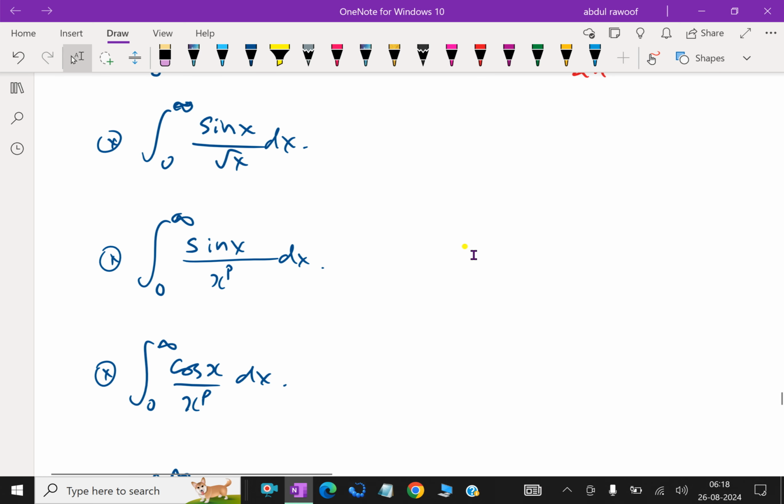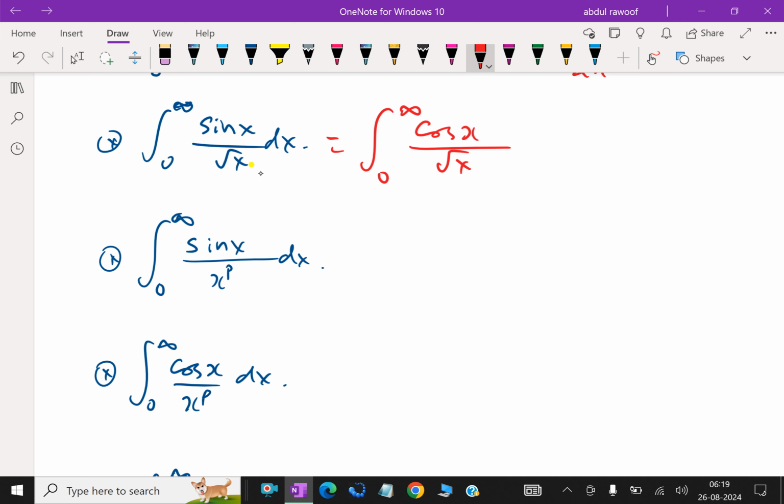Integral 0 to infinity sin x over root x, which is equal further to integral 0 to infinity cos x over root x, equal to square root of pi by 2.